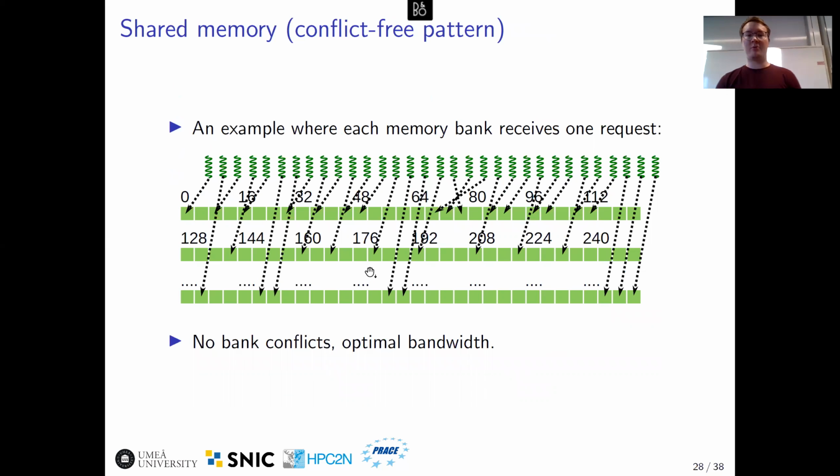And let's again take a couple of examples. In the first example, we can see that all the threads are just accessing the shared memory more or less randomly, but for each bank, we will have only one access during the cycle. And in this case, we don't have any bank conflicts, and we therefore get optimal performance.